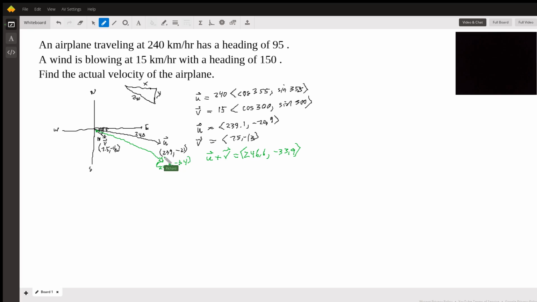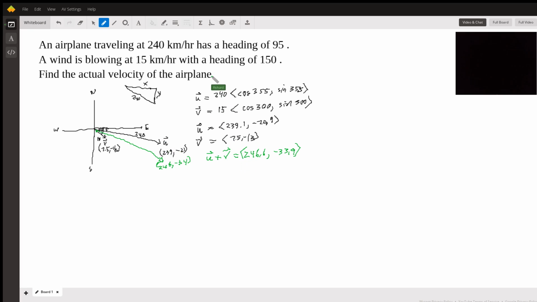It's going to be a little bit longer. You could see it's extended a little bit beyond that 239, which is the x value here. And it's more southerly. It's moving down more toward the direction of where the wind was pulling it. But the wind is not very strong. It's only 15 miles an hour. So we're not going to expect a big deviation from the original heading. And we don't get one.